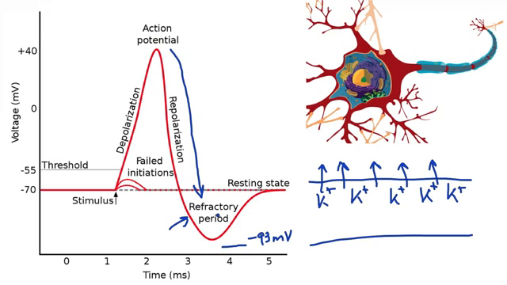All along this process, we have the sodium-potassium pumps that are pumping sodium out of the cell, 3 sodium ions out, and 2 potassium ions back in. And that's going to cause the membrane potential to eventually reach back to its resting state. This is the entire action potential, looking at depolarization, repolarization, hyperpolarization, and it getting back to the resting state.